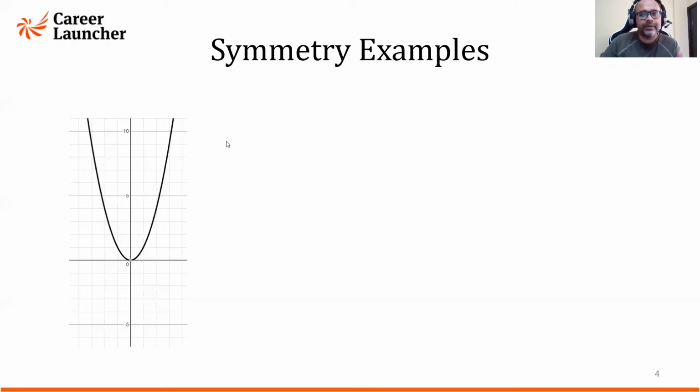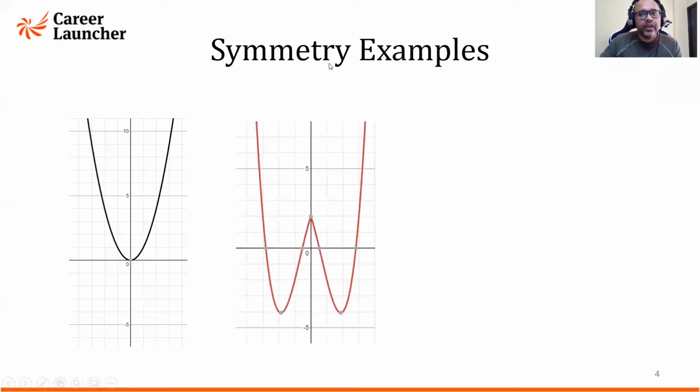Let's take another example. You can see that once again the y-axis acts like a mirror. Every point here has an equal mirror image. Every point on the graph has an equal mirror image, and the mirror happens to be the y-axis once again.